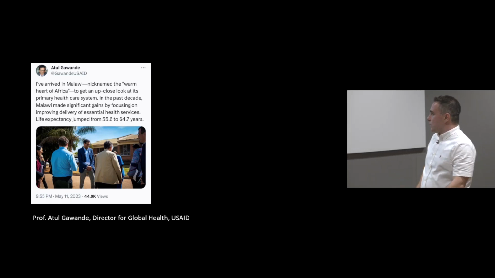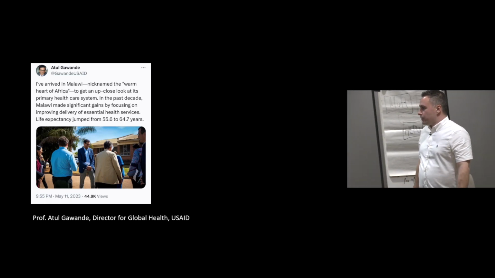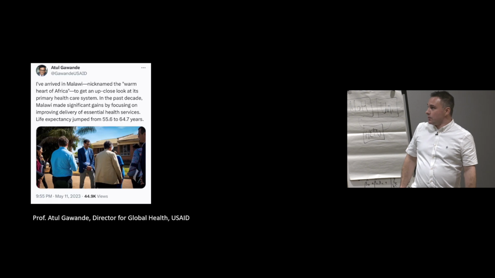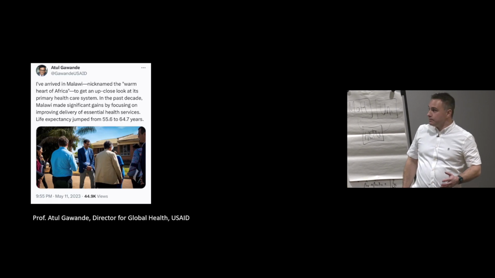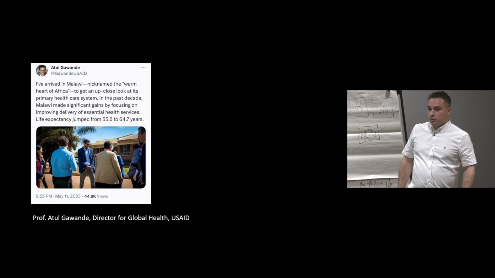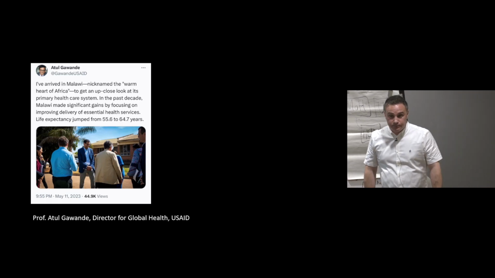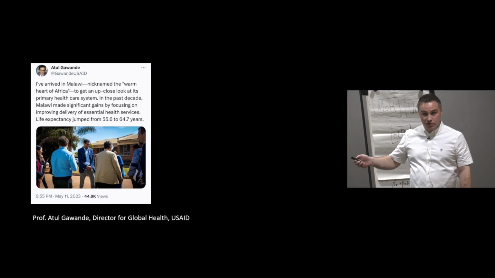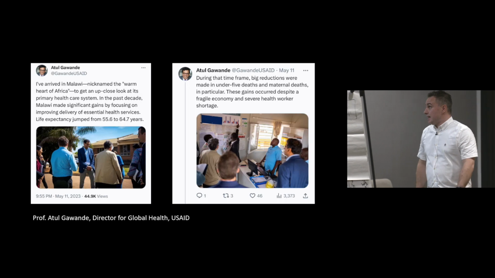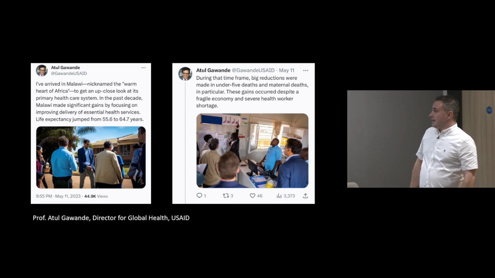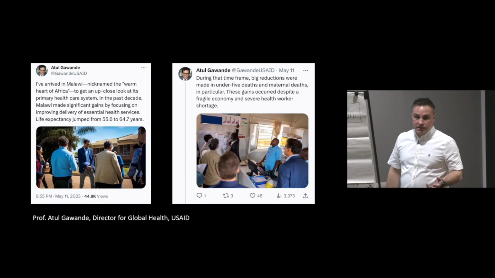Just to give a sense of what's happened in Malawi. This is a quote from Professor Atul Gawande, who leads Global Health for USAID. He's an acclaimed academic himself. He was in Malawi a few months ago, and he says this: he arrived in Malawi and got a close-up look at the primary healthcare system, and in the past decade, the country's made significant strides focused on improving delivery of essential health services, and life expectancies jumped from 55 to 65 years. All credit to our close colleagues at the Ministry of Health in Malawi who fought their battles on prioritisation. It's been a privilege to work with them. He notes that these gains have been generated through under-5 and maternal death reductions, and that occurred even given a very fragile economy and a severe healthcare worker shortage.